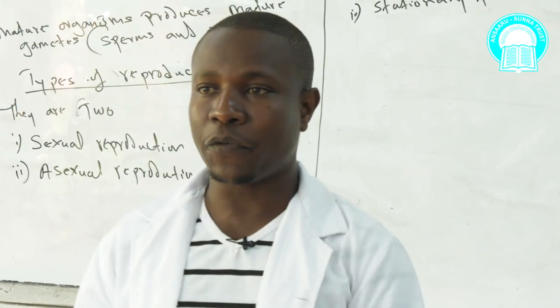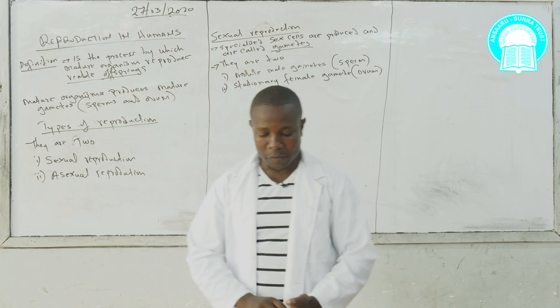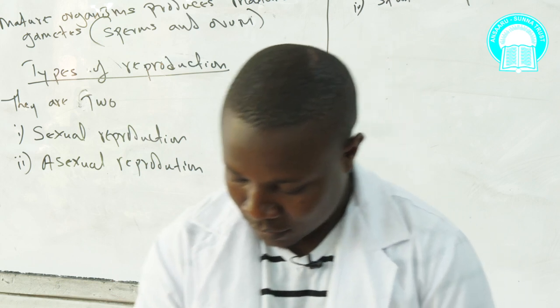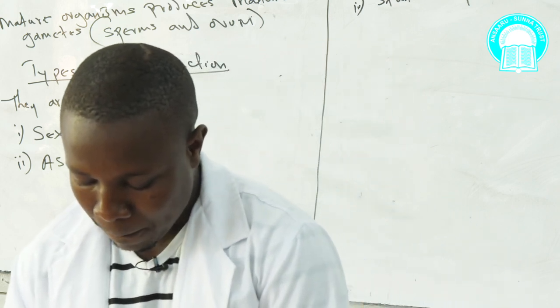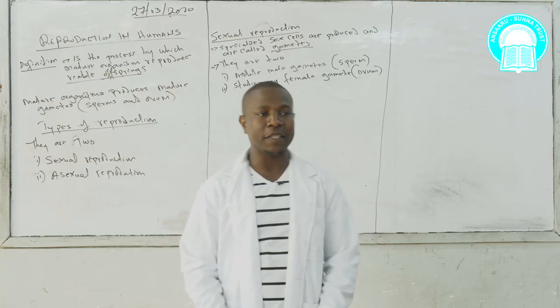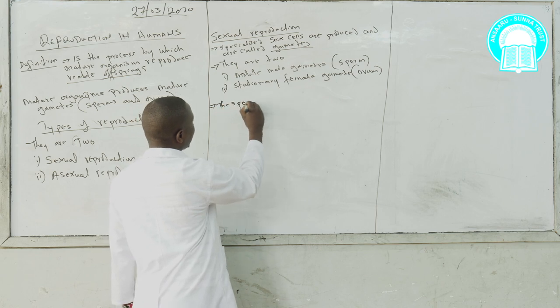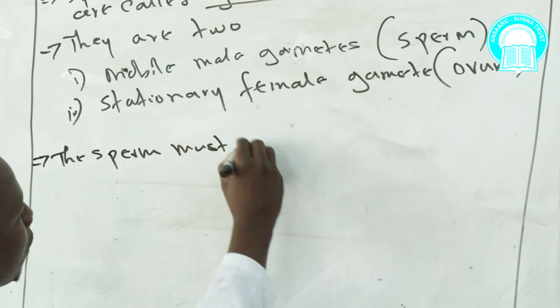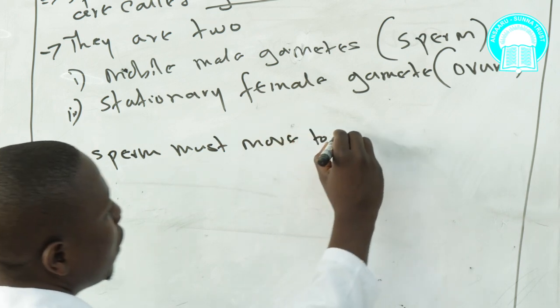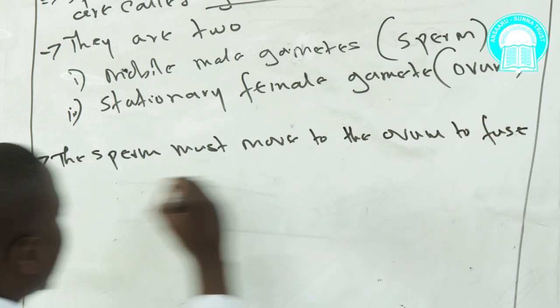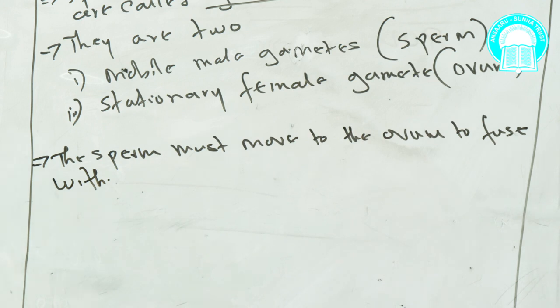Mobile means that they are able to move from one region to another. And number two, stationary female gametes are called what? Ovum, also called egg cell. The sperm must move to the ovum to fuse with it. And this process is called fertilization.